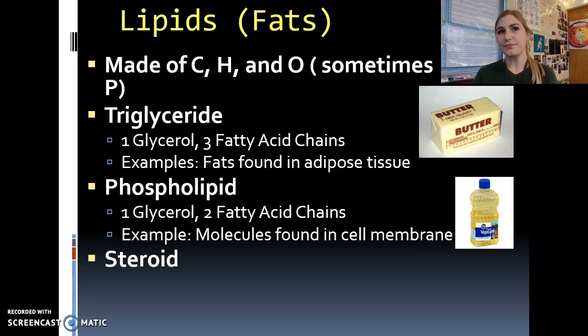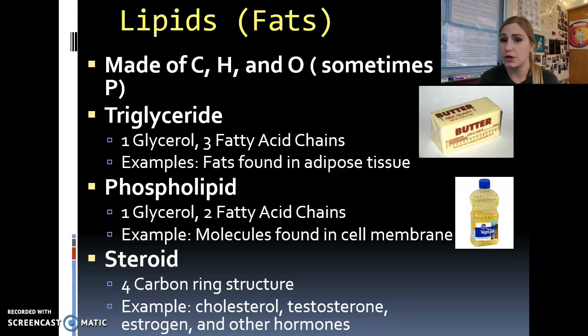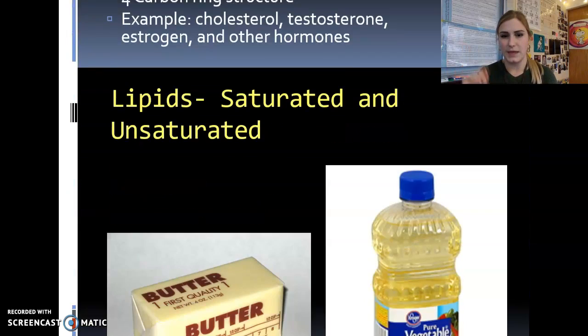And then we have steroids. Now, steroids, we normally think about the athletes that are injecting steroids in order to get buff for their sport or whatever they're doing, whether it's to impress girls or who knows. It has a four carbon ring structure, but that's not really important. What you need to know is that steroids come in a lot of different shapes and forms. Most commonly we think about steroids as testosterone for those athlete injections, but it's also cholesterol. Cholesterol is actually used to make testosterone, estrogen, progesterone, a lot of other hormones. And so steroids are a much more encompassing group than what we typically think of as the athletes.